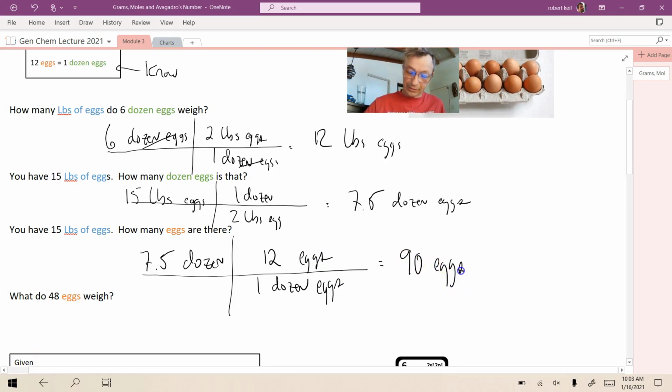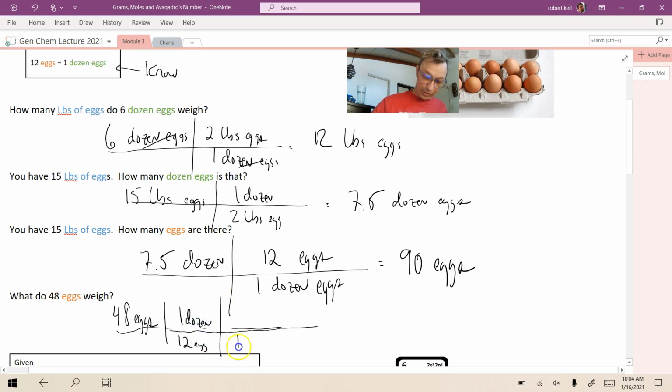90 eggs. Great. So last question I'm going to do here is, if I had 48 eggs, how much does that weigh? And you could kind of chain this calculation together. You could say there's 12 eggs in a dozen, and of course 1 dozen weighs 2 pounds, and so you get 8 pounds.